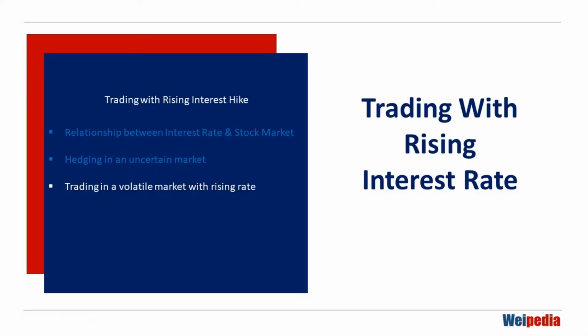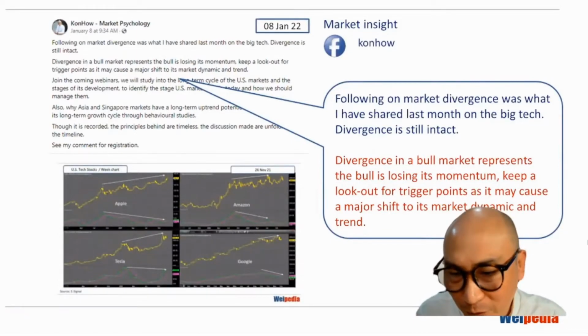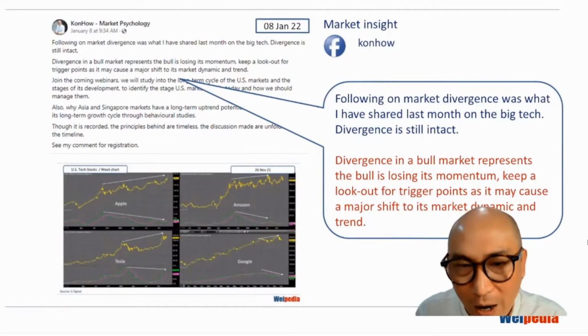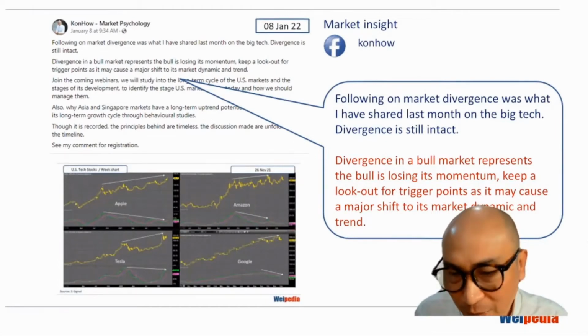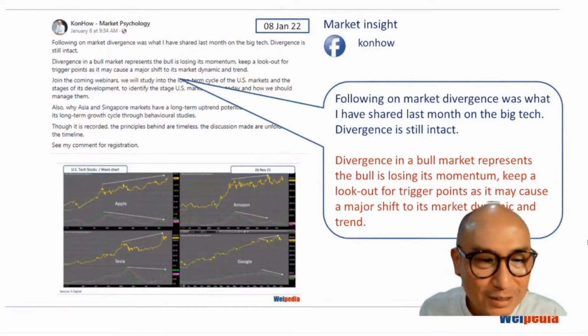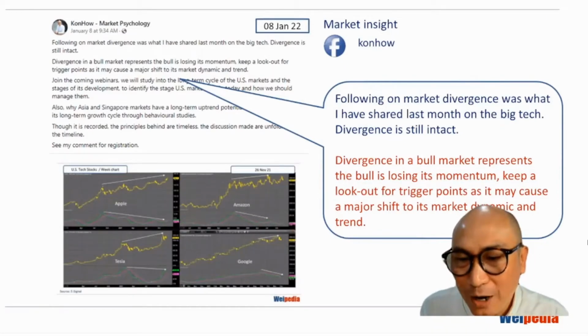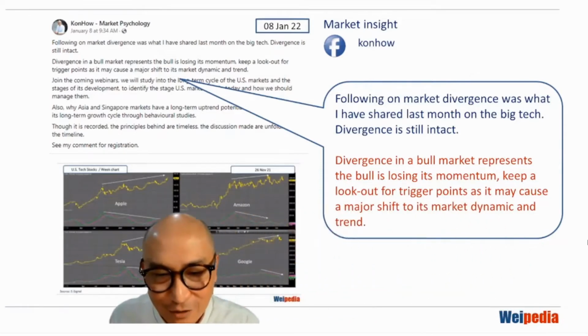Now, this is what I have posted on divergence on 8th of January. It was first discovered even before that, on 26th of November, but I reposted on the 8th of Jan because the divergence is still there. Now, we studied Apple, Amazon, Tesla, Google. So what I mentioned here is what exactly divergence is.